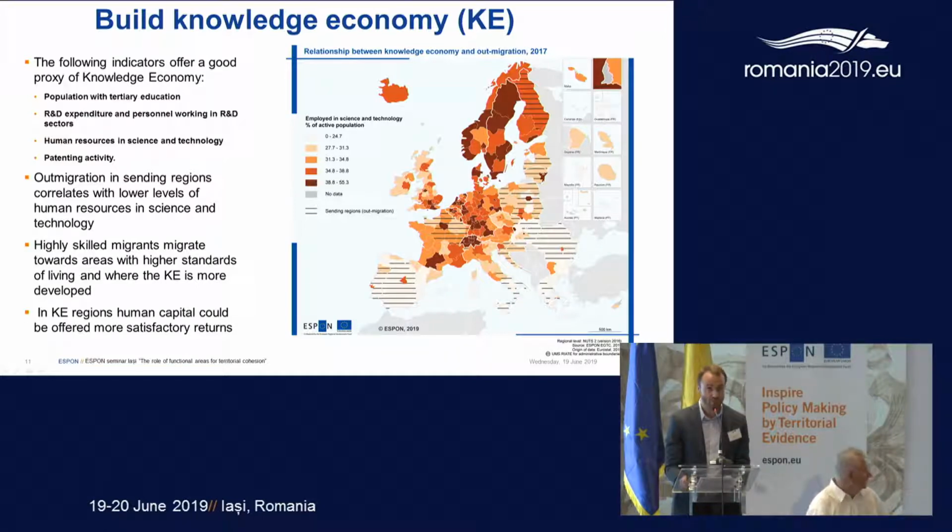And here on the map, I have migration and knowledge economy combined. And as you may notice, out-migration in sending regions, so mostly in the South and in the East, correlates with lower levels of human resources in science and technology. So highly skilled migrants migrate towards areas with higher standards of living and where the knowledge economy is more developed. And that is obviously because in these knowledge economy regions, human capital could be offered more satisfactory returns in terms of salary and etc.